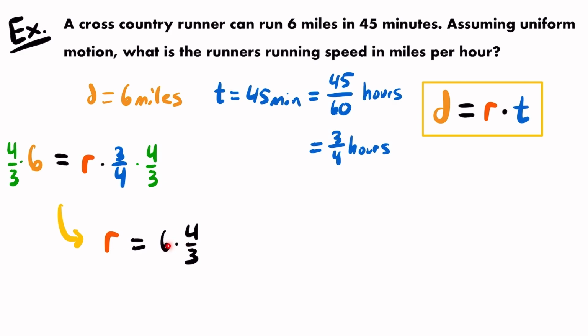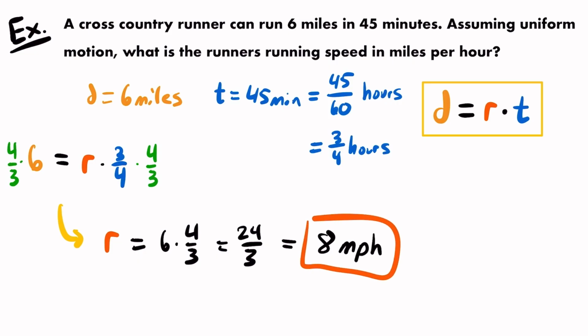But anyway, if we simplify here, 6 times 4 is 24. So this is equal to 24/3, or 24 divided by 3, which is equal to 8. But don't forget your units. We did solve for a rate, and our units are miles per hour. So our answer here is that the speed is 8 miles per hour. That is the cross-country runner's running speed if they are moving in uniform motion when running 6 miles in 45 minutes.